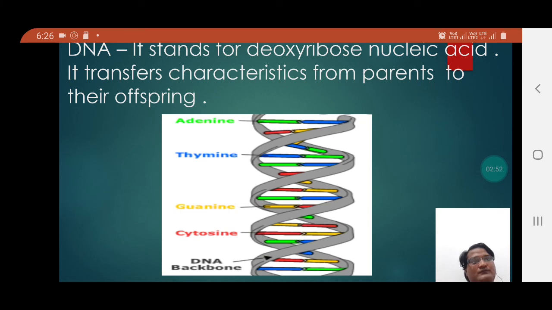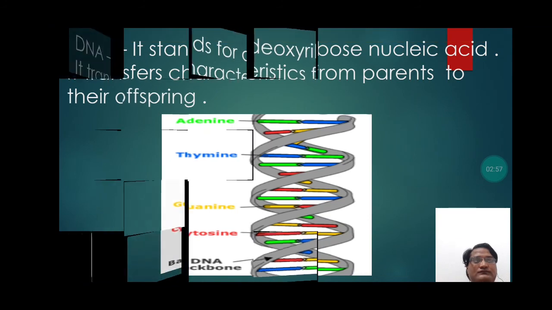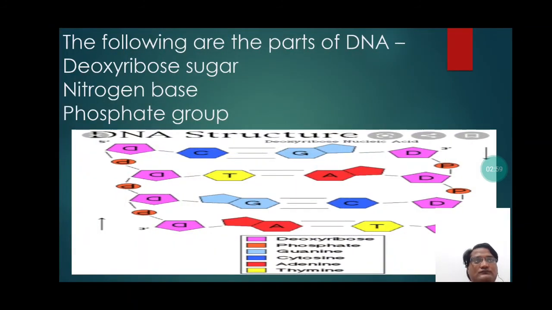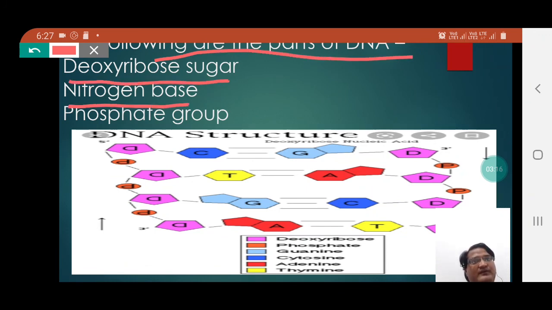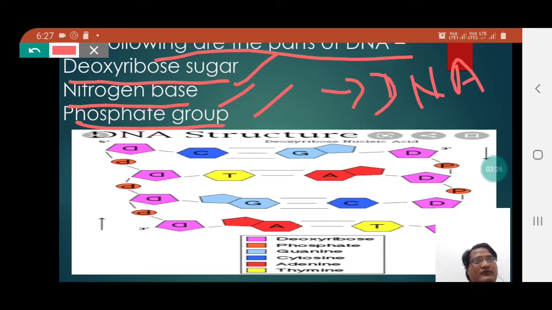So students, very clearly we can see the components of DNA. The following are the parts of DNA: deoxyribose sugar, nitrogen base, and phosphate group. Students, the integral components of the DNA are deoxyribose sugar, nitrogen base, and phosphate group. Let's understand these three integral components of DNA from this diagram.